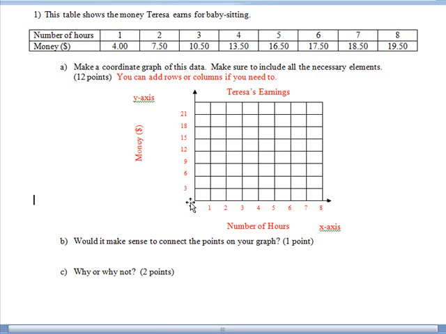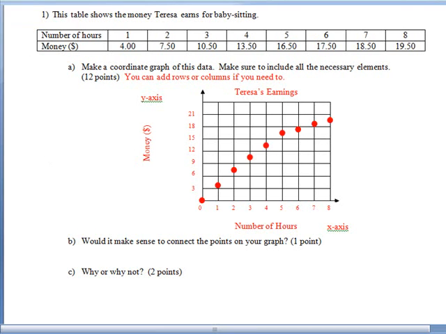Then the next point would be right 1, up 4. Then right 2, up 750. Then right 3, up 1050. And so on. So we're going to plot all of our points. Okay, so once we have our points plotted, we are done with part A.